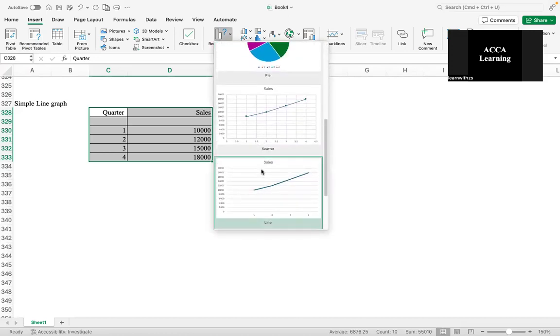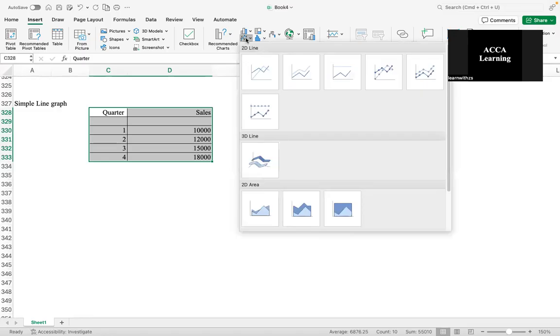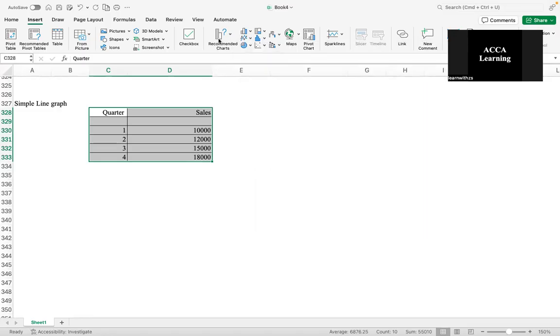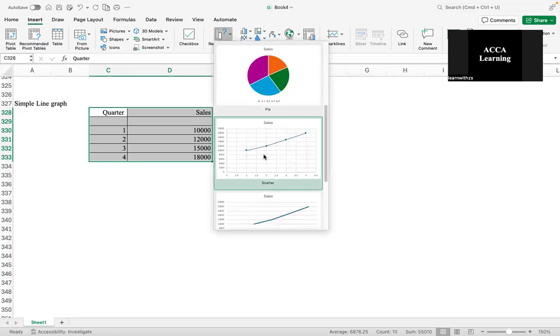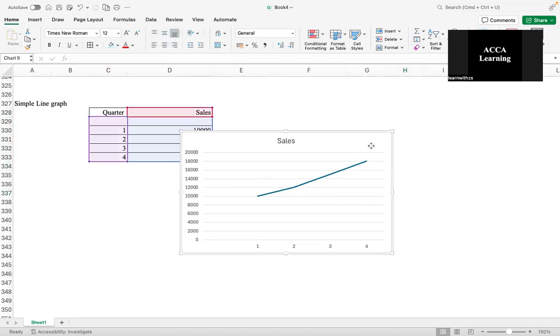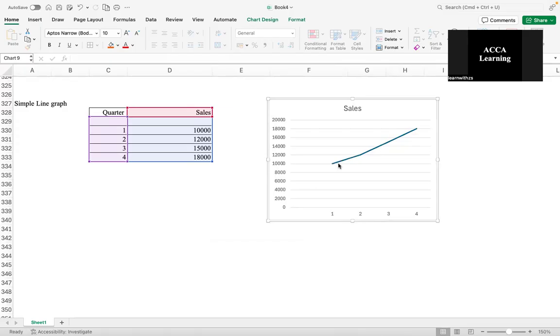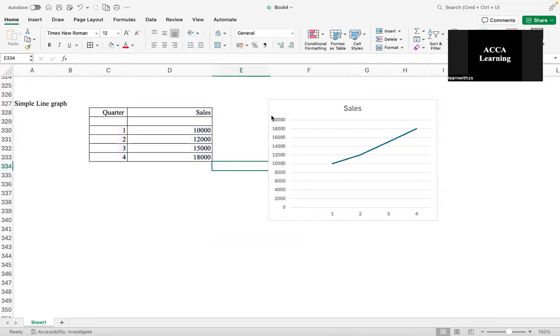So a line graph would somewhat look like, give me a second. It would, since this is a simple line graph, you could go for a simple one. So this is what your line graph would look like. A very small line graph, as you can see.